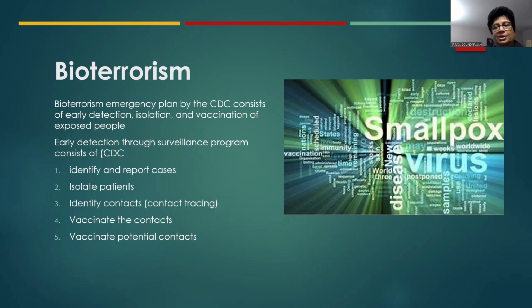Bioterrorism emergency plan from the CDC consists of early detection, isolation, and vaccination of exposed people. Early detection through surveillance program consists of identifying and reporting cases, isolating patients, identifying contacts for contact tracing, and vaccinating the contacts or potential contacts.